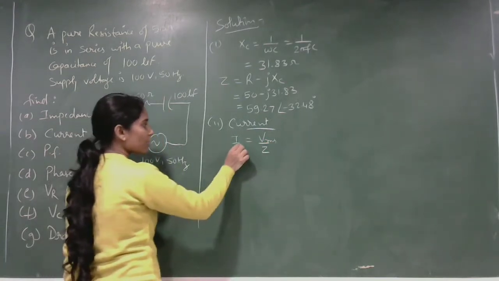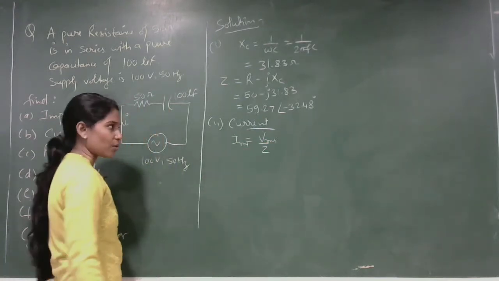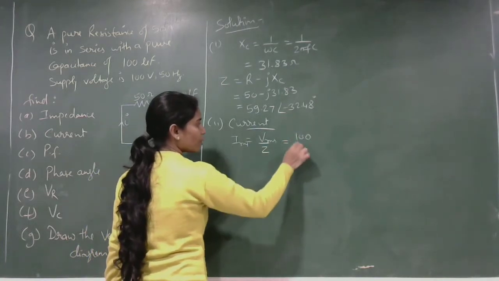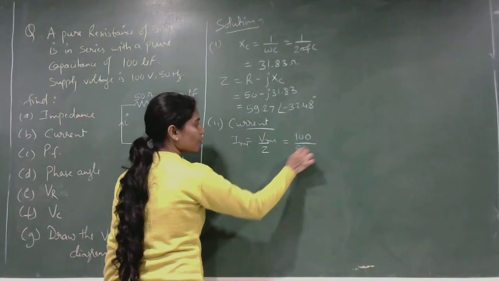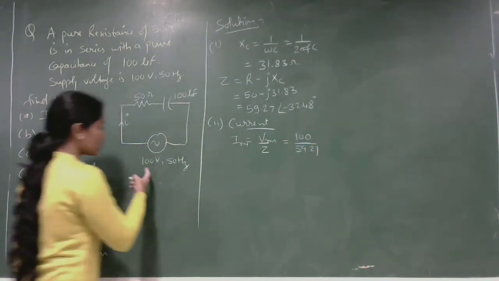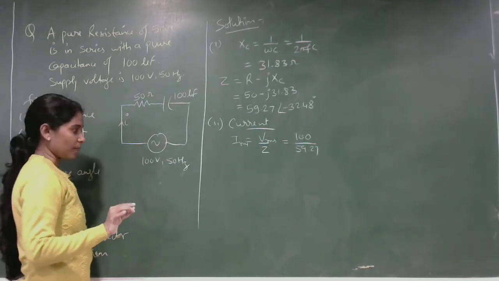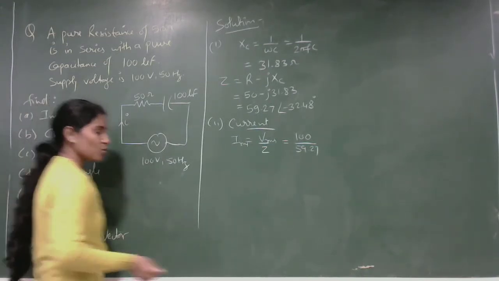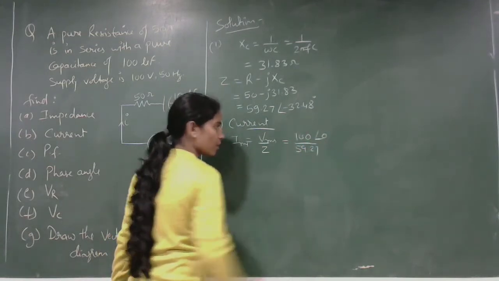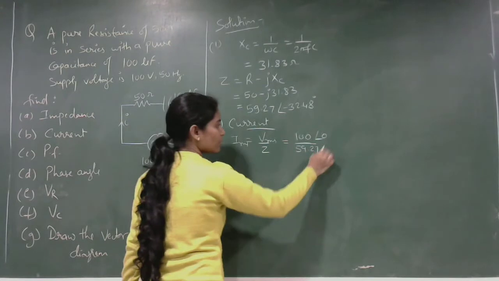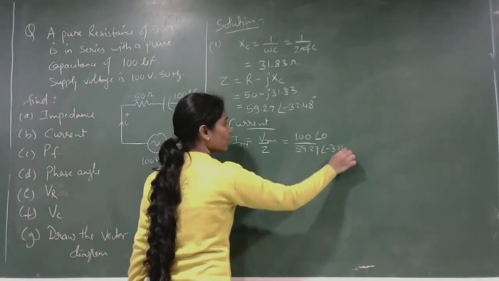So what value will I get for current? That will also be the RMS value. V RMS is 100 and the impedance is 59.27. Current is given as 100 volt only, nothing else, so we have to take the voltage as reference as we always do. So the phase angle for voltage is 0 degree. The phase angle for impedance is minus 32.48.